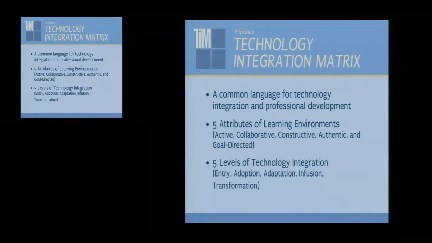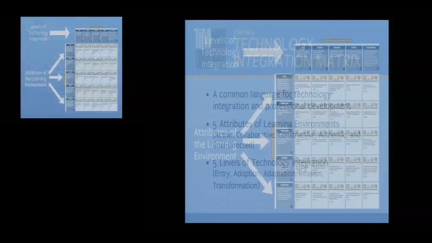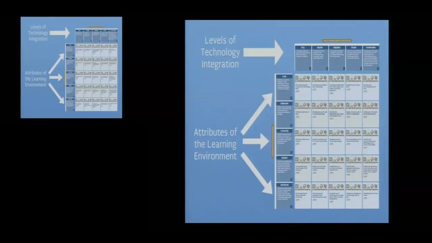The technology integration matrix, or the TIM, is a model that provides a common language for describing and evaluating technology integration in K-12 settings. The TIM describes 5 attributes of meaningful learning environments across 5 levels of technology integration. The TIM specifically focuses on pedagogy and the pedagogical approach you use to technology integration. It's not specific to hardware or software or lessons, although it includes a lot of examples of all of those things.